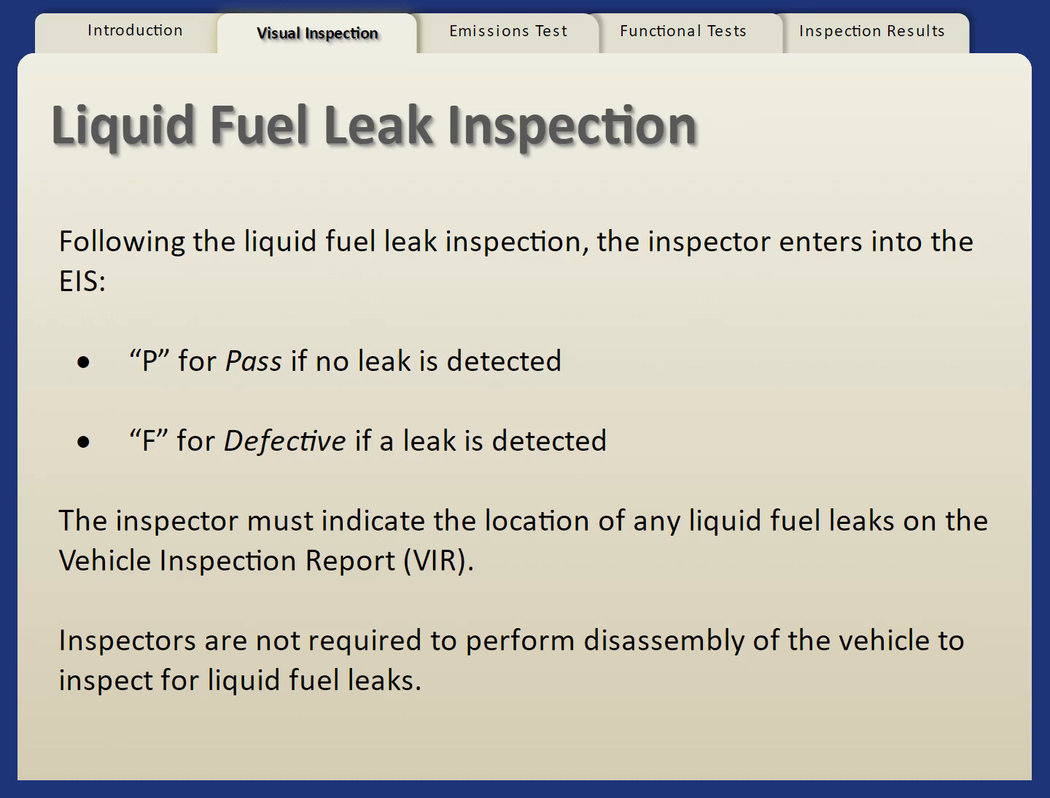If no liquid leak is found, the vehicle shall pass inspection and the inspector shall enter P for pass in the Emissions Inspection System Fuel Leaks prompt. If a liquid fuel leak is detected, the vehicle shall fail the inspection and the inspector shall enter F for defective in the Emissions Inspection System Fuel Leaks prompt.